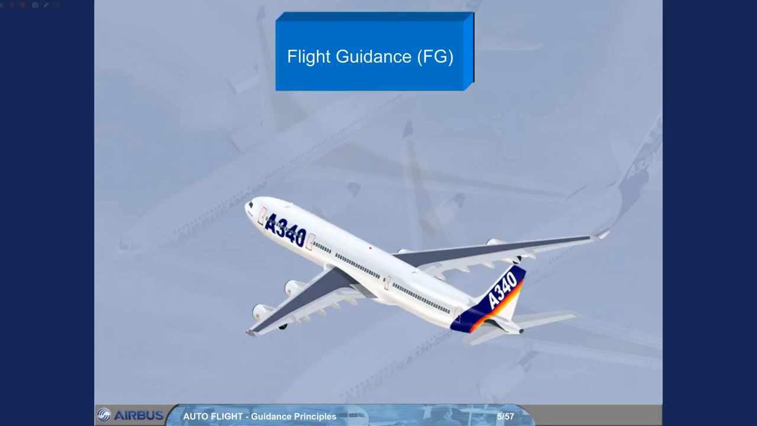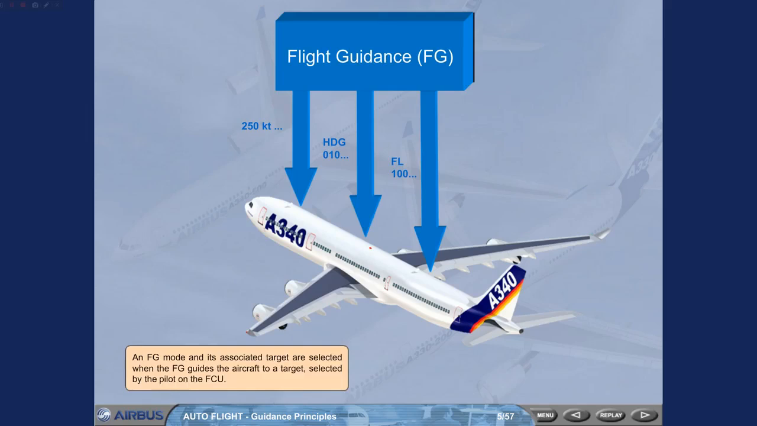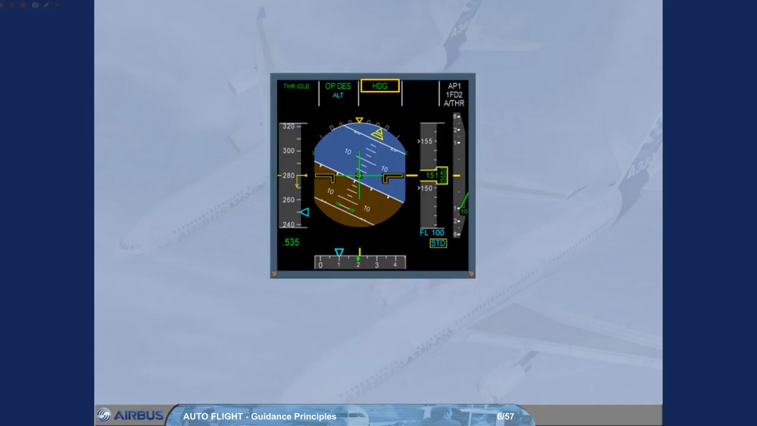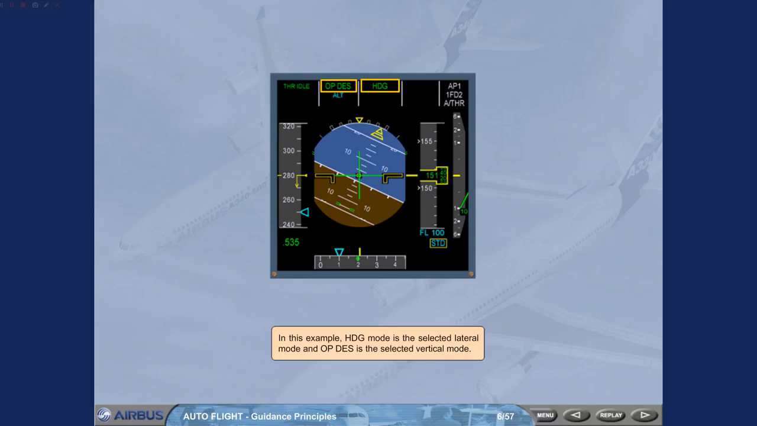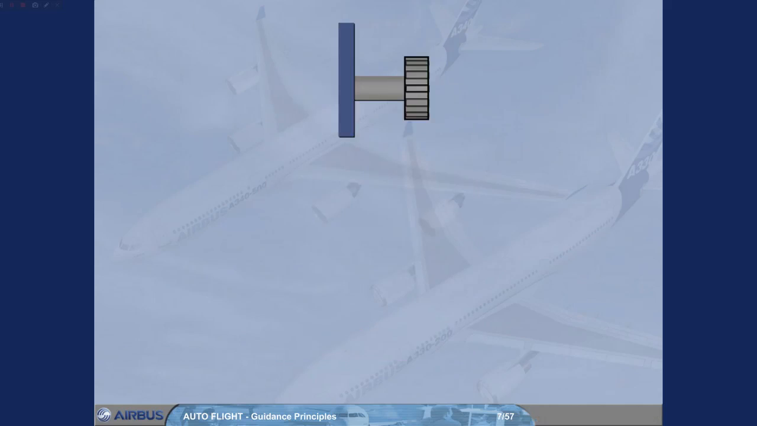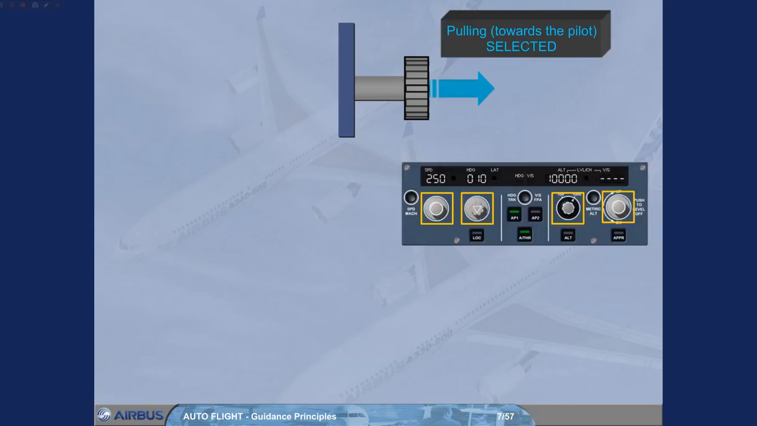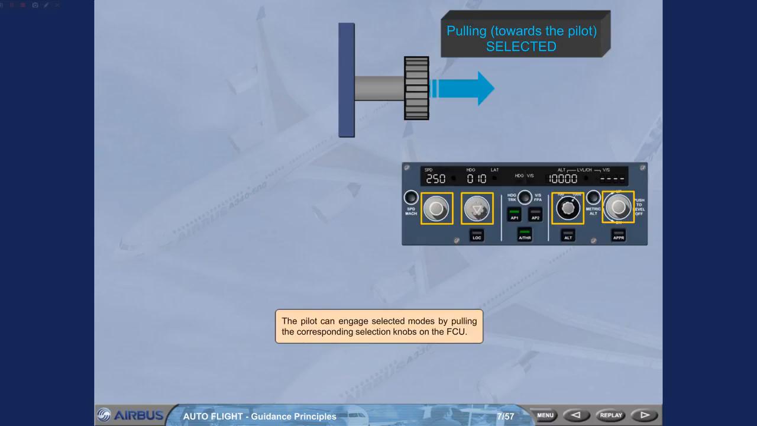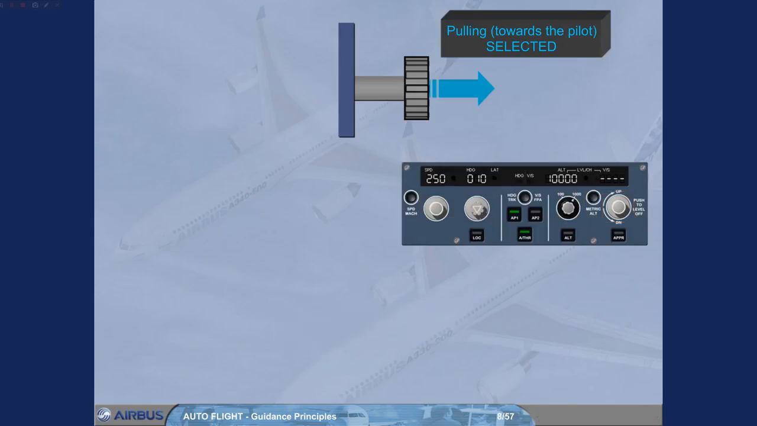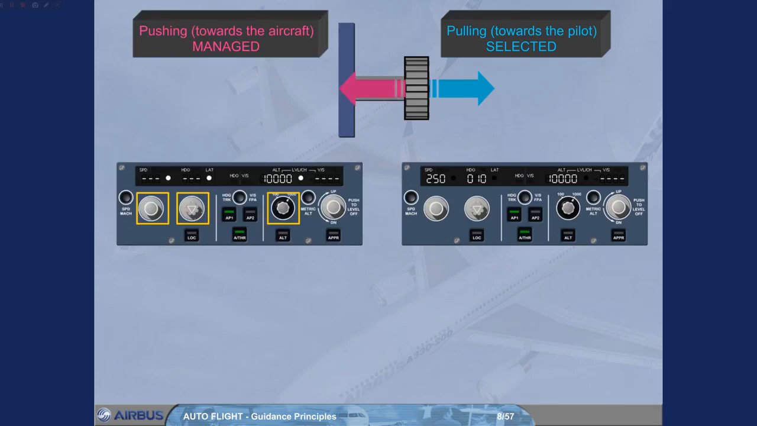An FG mode and its associated target are selected when the FG guides the aircraft to a target selected by the pilot on the FCU. In this example, heading mode is the selected lateral mode and open descent is the selected vertical mode. The pilot can engage selected modes by pulling the corresponding selection knobs on the FCU. The pilot can engage managed modes by pushing the appropriate selection knobs on the FCU.